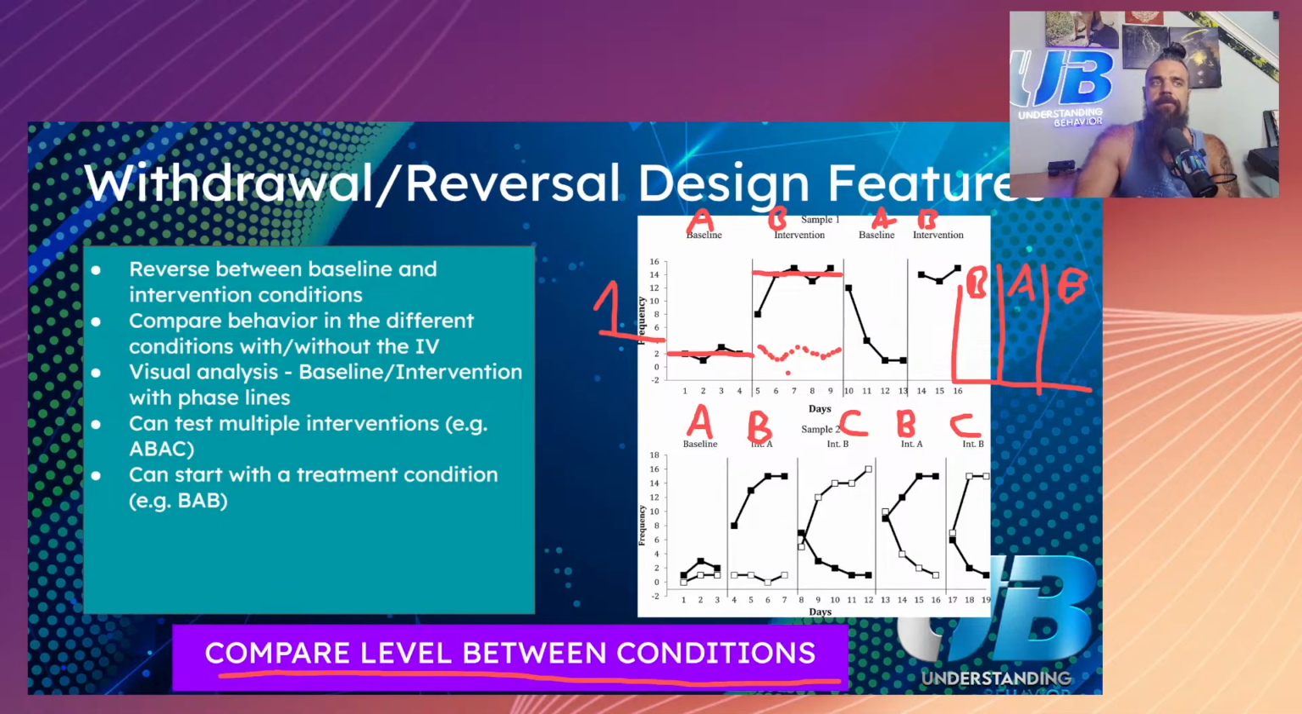So we have our first prediction here about our baseline. We'll do a P for prediction. And then what would we predict about our intervention? Same kind of thing, but what kind of prediction are we going to make about our intervention condition in graph 1?